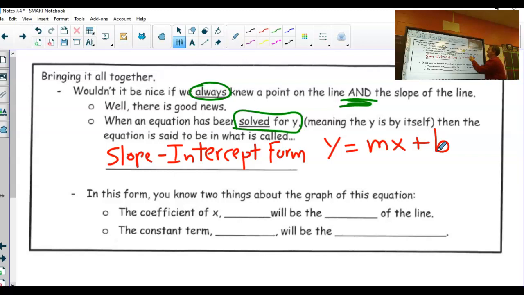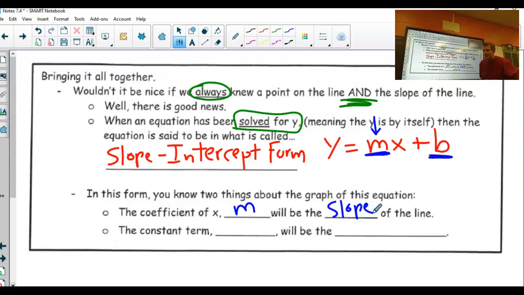All right? We know that this number right here in front of the x will be the slope of the line. And we know this number out here will be the y-intercept. This will always be true when the y is by itself. So let me write that in down here. You know two things. The coefficient of x, right? This number is the coefficient of x. That's the m. Will be the slope of the line.